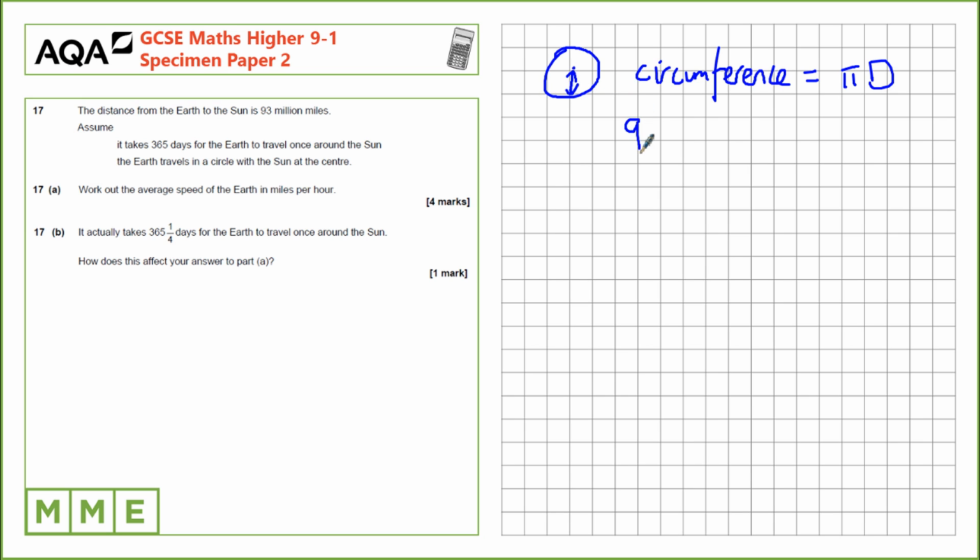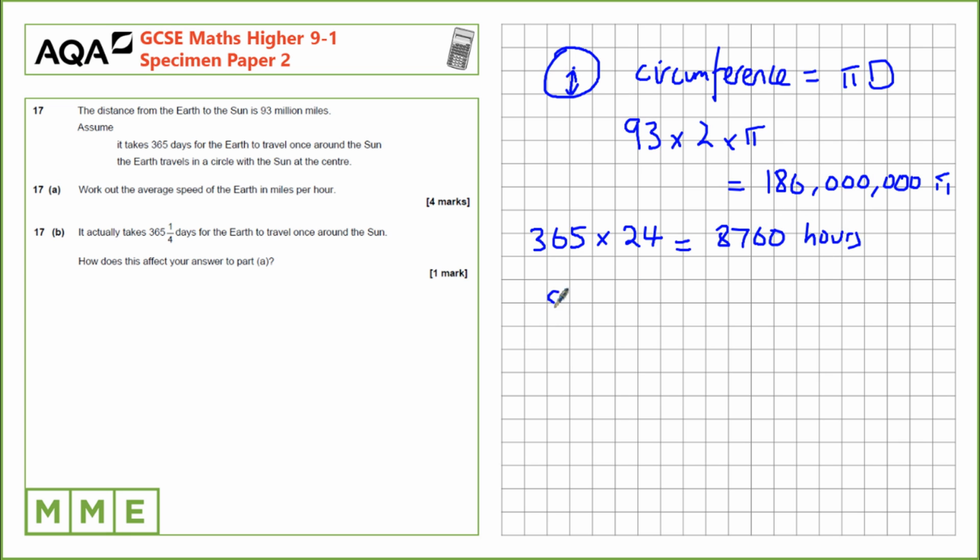So we need 93 times 2 times pi, which would equal 186 million. Next, we need to know the time taken. We're told it takes 365 days, which is 365 lots of 24 hours, 8,760 hours.